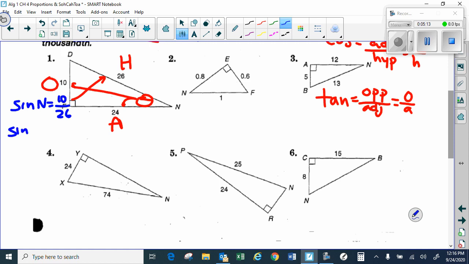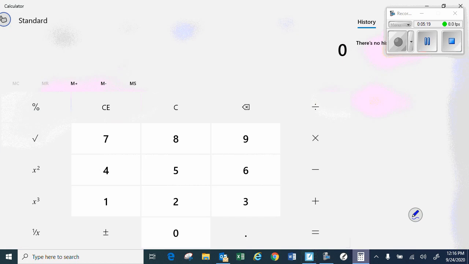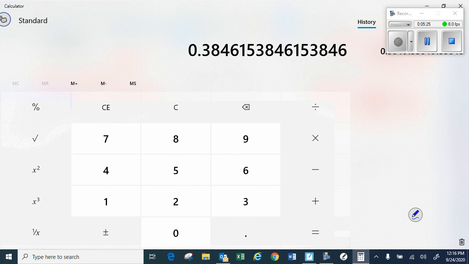And so sine of n, they want you to just change it to a decimal. So you're going to go 10 divided by 26 in your calculator. 10 divided by 26. And you get that number, they want it to the nearest thousandth. So there's the tenths, hundredths, thousandths. So I look at the one right behind it. That's 5 or higher, so that's going to make that round up to a 5. So 0.385 would be my answer.